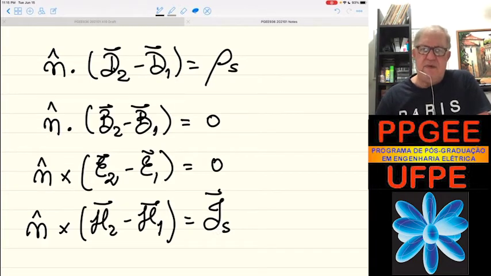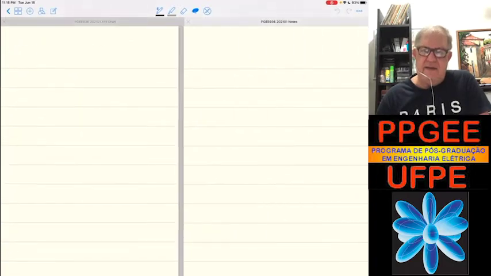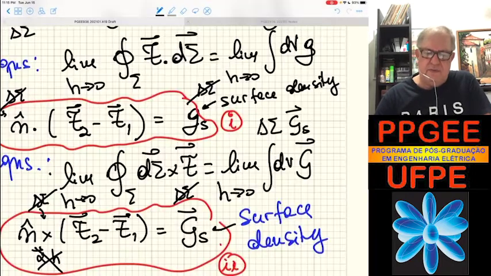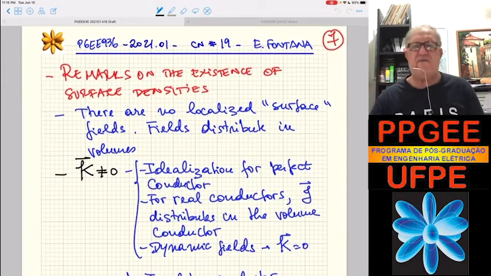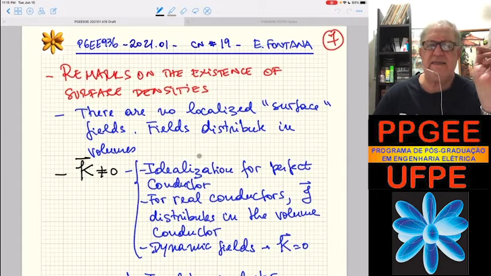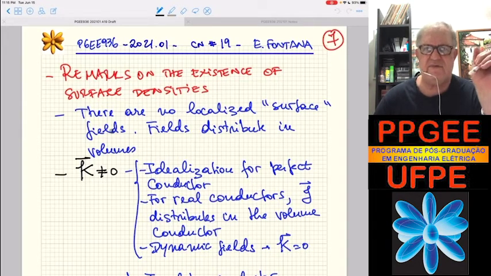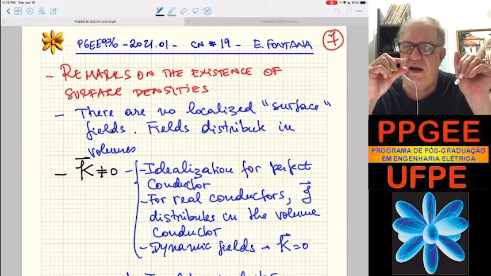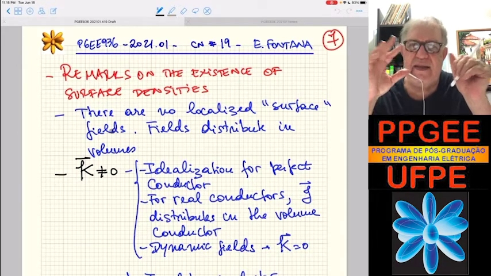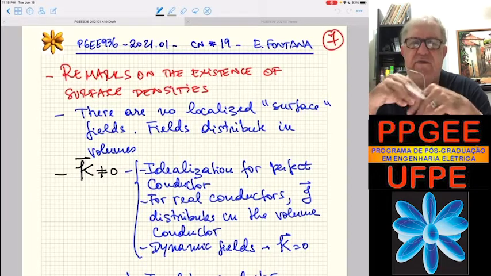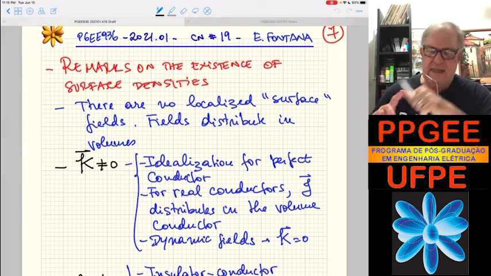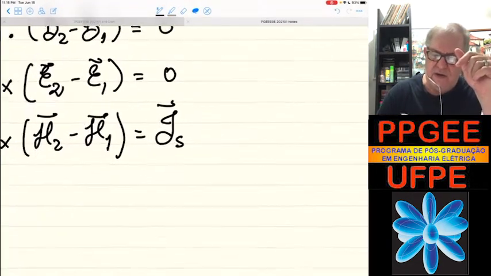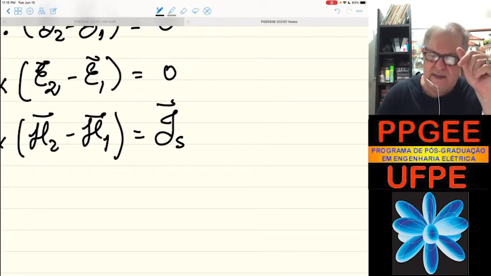Let's make some important remarks on the existence of surface densities. As I mentioned, there are no localized surface fields. The fields can occupy a very narrow region across the surface, but they cannot have zero thickness. Fields must spread over a volume, so they are distributed in volumes. The other boundary condition, we call this the surface current density.